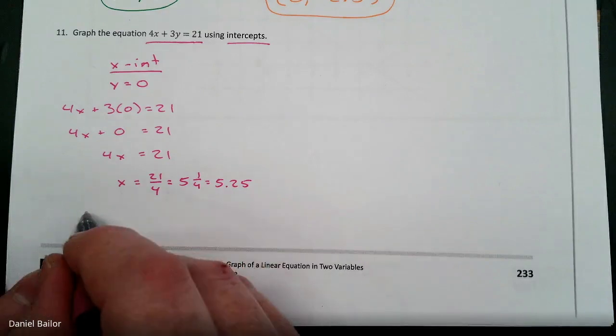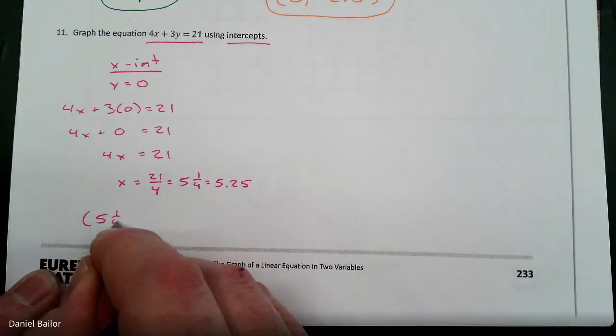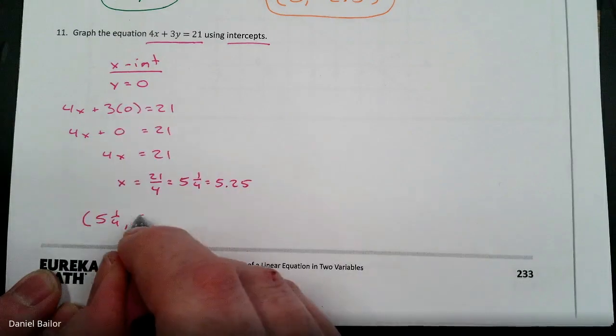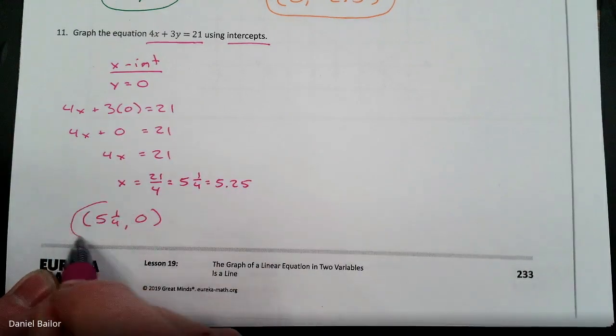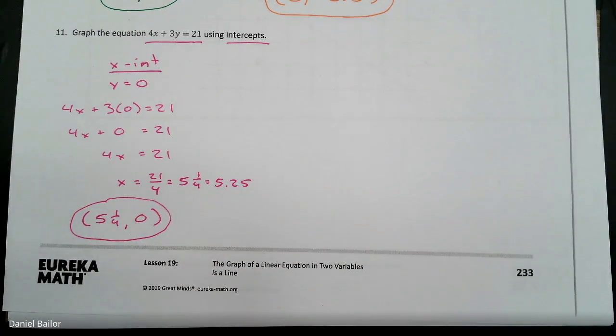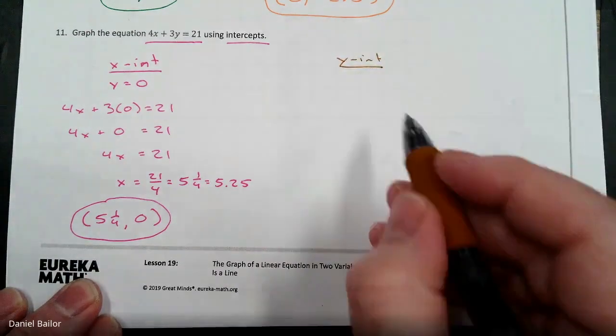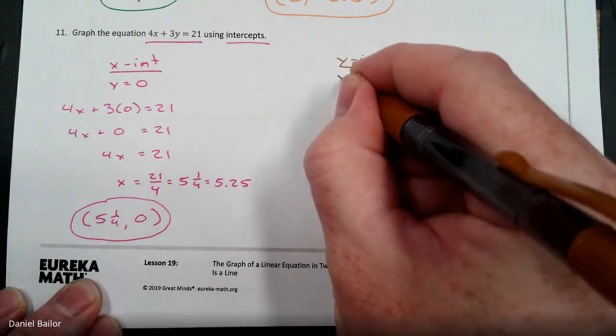So we change this into coordinates. X is 5 1/4, and y was 0. That was step 1. That is your x-intercept right there. For your y-intercept, this is what you should have done. The y-intercept is when x is 0.